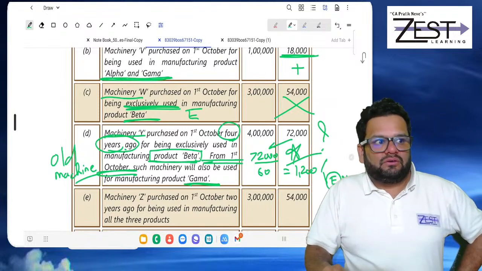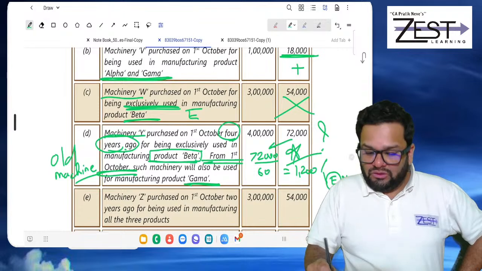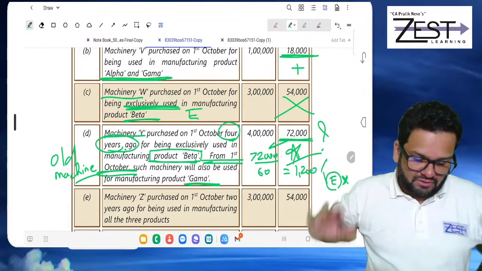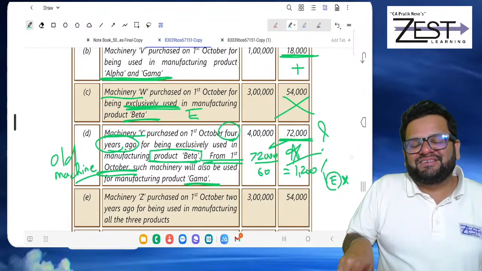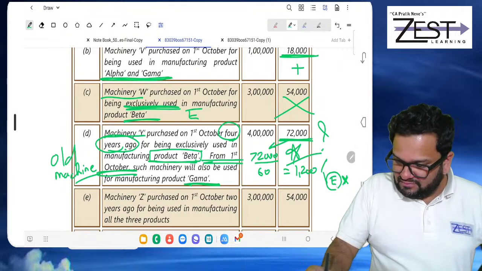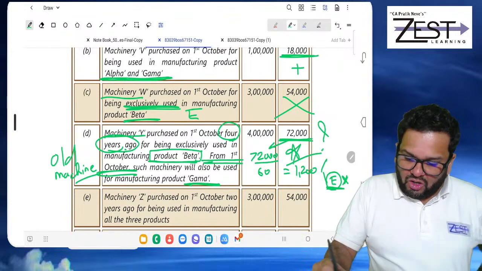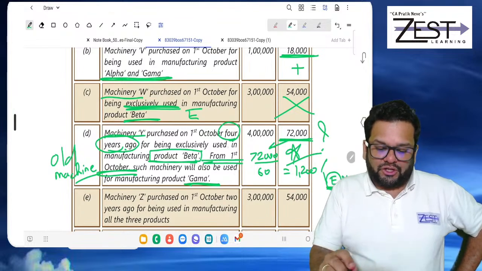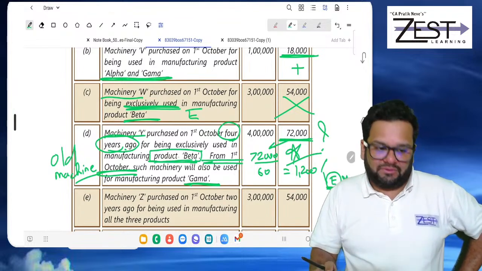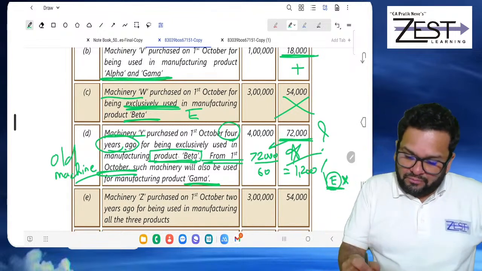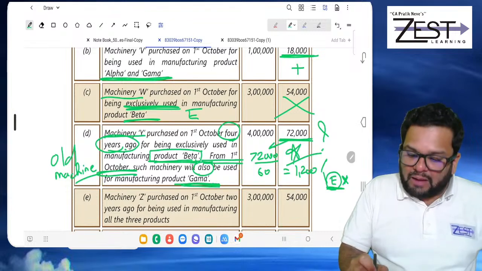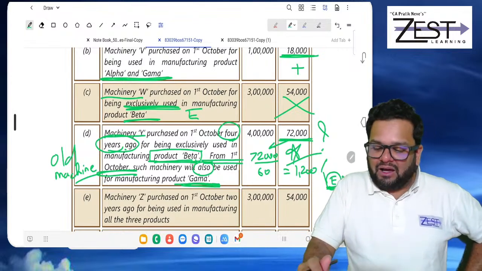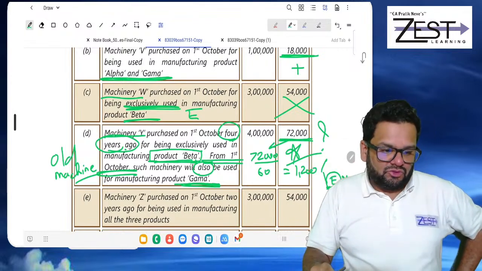Okay. Nothing of that sort. Only point is this ITC of 72,000 you have already enjoyed, but now in this month it is also used for exempt because it is being purchased for production of beta, and now beta has become exempt. So in the month of October now, it will also be used for manufacturing of gamma. Means it is used for both beta and gamma. So to the extent used in beta, ITC should not be allowed. So you should pay it back.